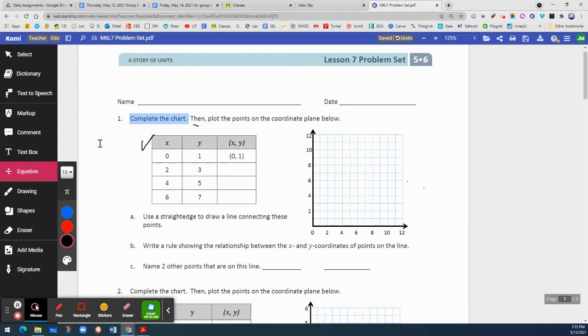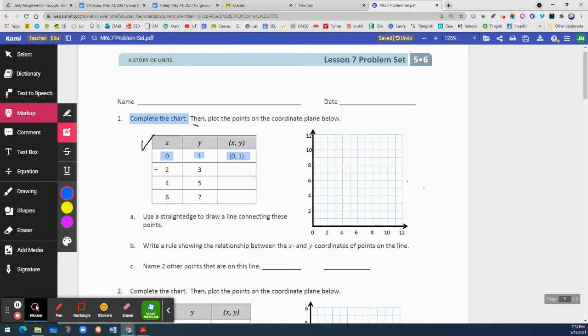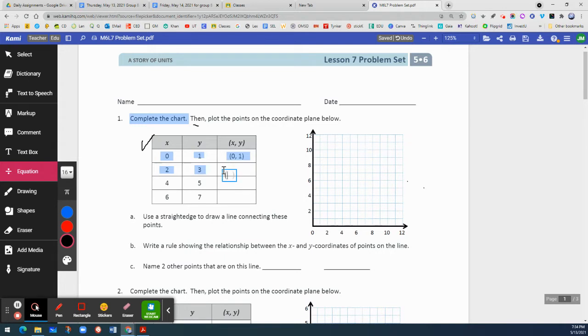So they already gave us the coordinates. The coordinates are the numbers that represent x and y. So x is 0 here, and y is 0. So they put them together. These are the coordinates, and that's exactly what we need to do. So on the next row, 2 is x and 3 is y. So I'm going to write the coordinates and do parentheses. 2 is x and 3 is y. Okay, that's as simple as that is.